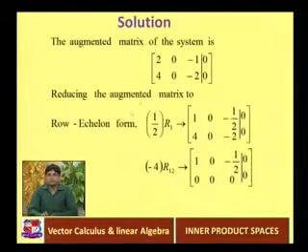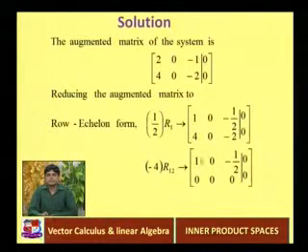system. For that we have to convert this augmented matrix into row echelon form. For that, let us apply a row operation. The first row operation is (1/2)R1, which means dividing the first row by 2, and the resultant matrix is [1 0 -1/2 0; 4 0 -2 0], and we convert this matrix into row echelon form.